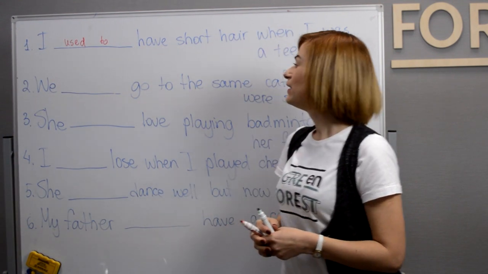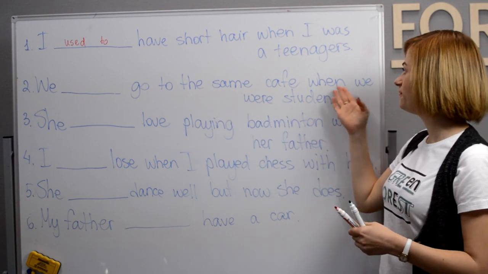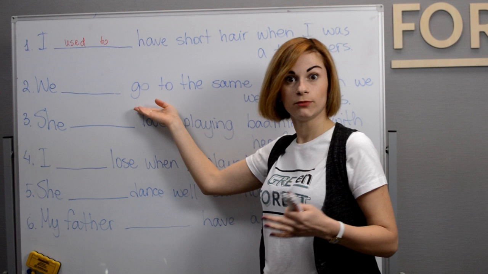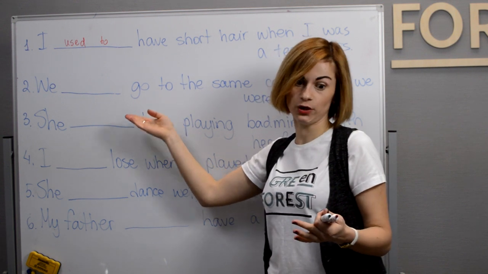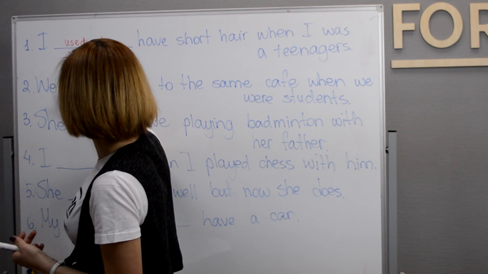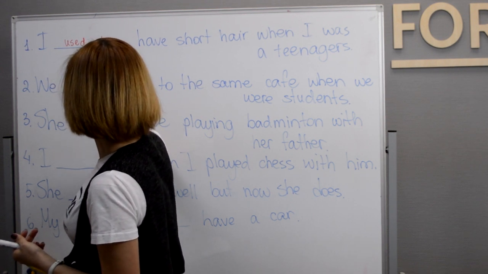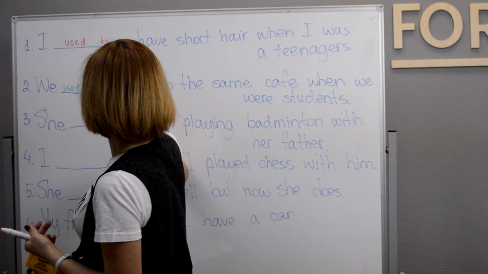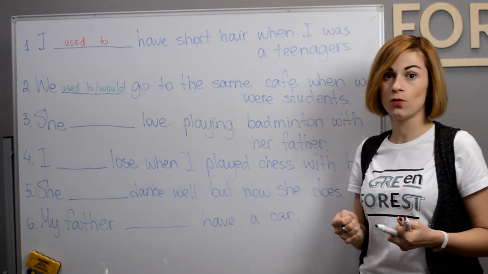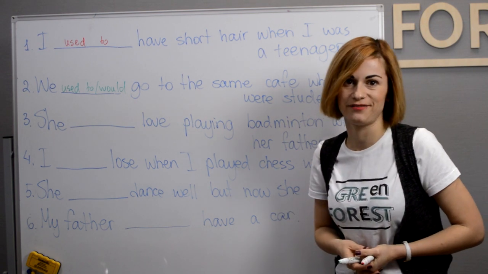Number 2. We go to the same cafe when we were students. Here, we look at the word go. Go, state or dynamic. Go is dynamic. That's why both of the options are correct. We can say we used to go to the same cafe or we would go to the same cafe.